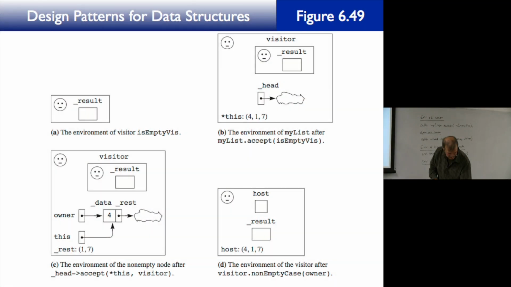Okay, so figure 6.49 shows these environments. I think it helps. The point is that the environment consists of the attributes and the parameters. And one of the parameters that you always have to work with is host. Are you with me on that?